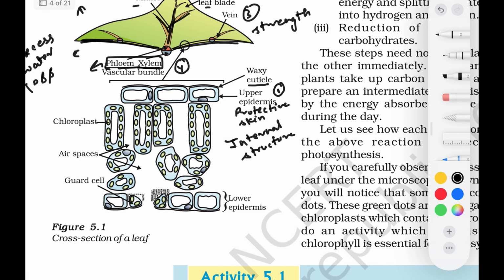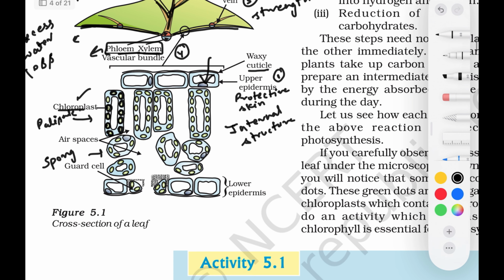Second one is mesophyll. So mesophyll is divided in two layers. First one is palisade and second one is spongy. So palisade and spongy mesophyll. Palisade mesophyll is just below the upper epidermis. It is made of tightly packed elongated cells with lots of chloroplast. We know the function of chloroplast, right? They are the main site of photosynthesis.